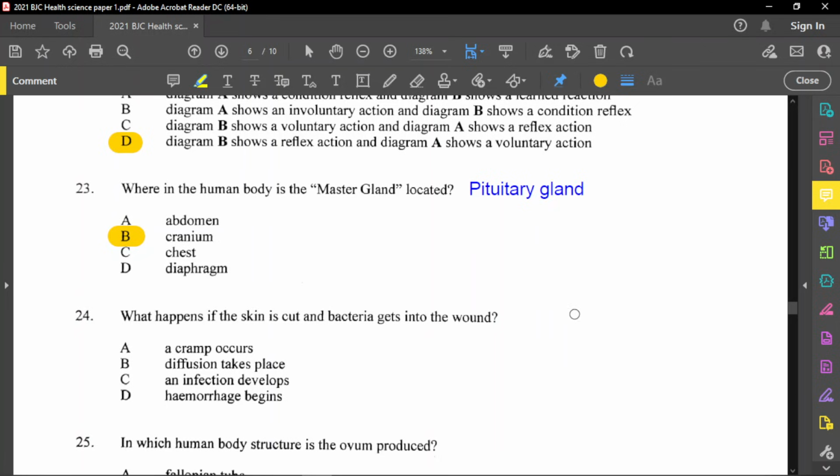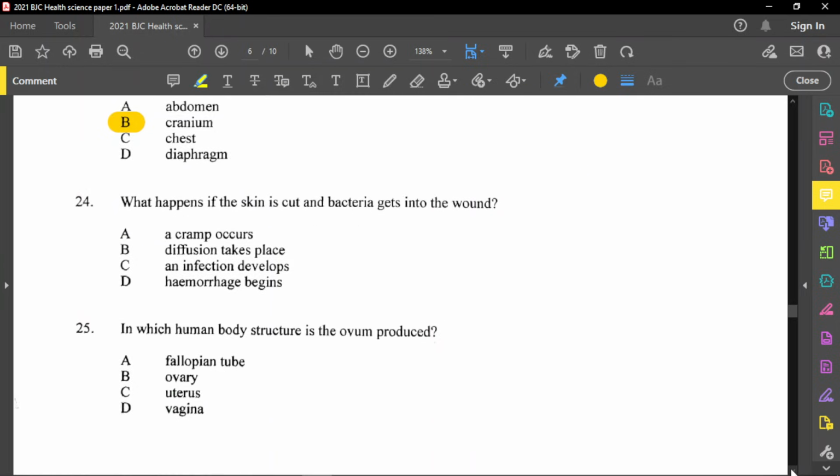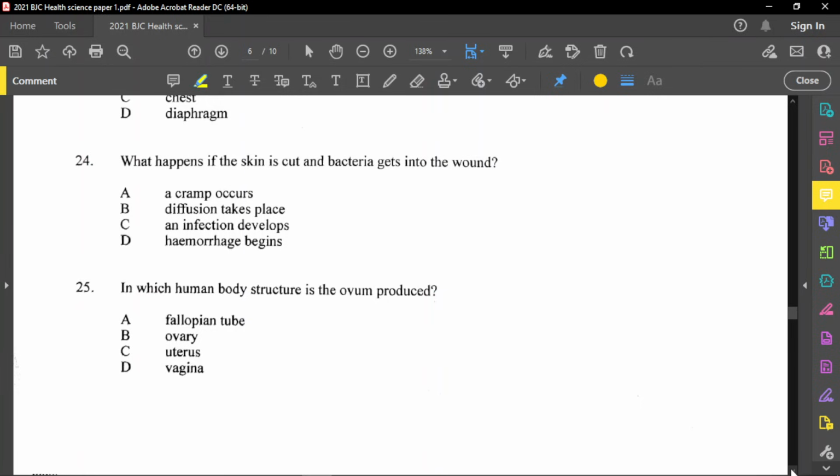All right. Question number 24 says, what happens if the skin is cut and bacteria gets into the wound? If you get bacteria inside of the cut, then you're going to have an infection. So as you look at this, you see that infection is the correct answer right there. All right, what is hemorrhage? Hemorrhage is when you have excessive bleeding because of a rupture. So if you rupture a part of your body, then you can hemorrhage and have excessive bleeding and so on.